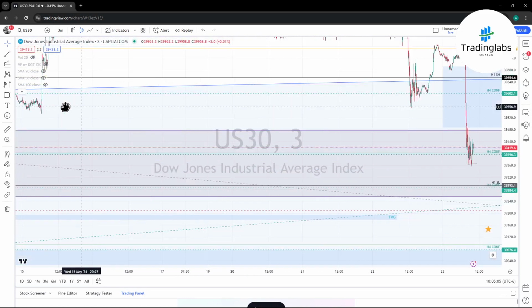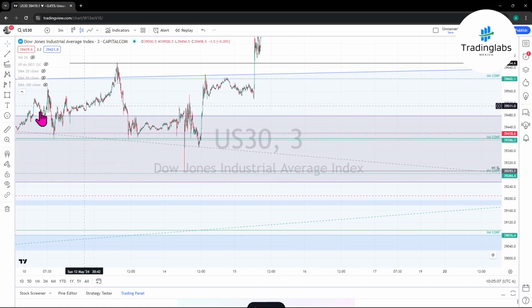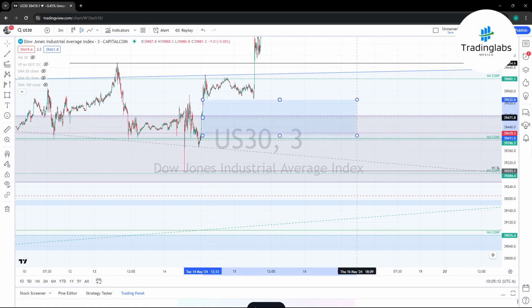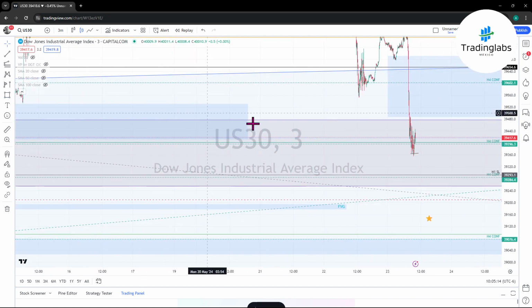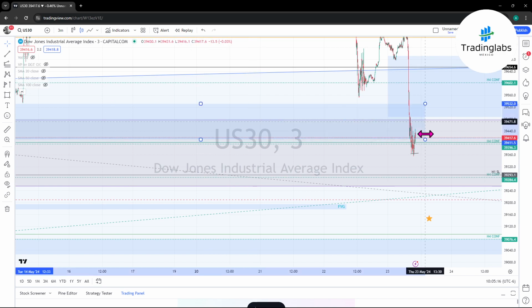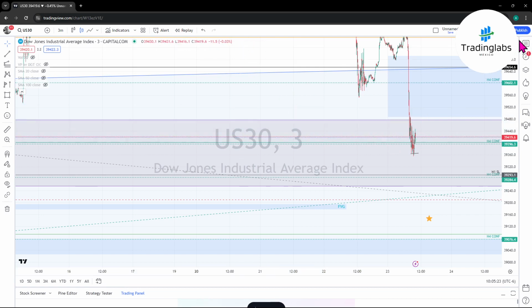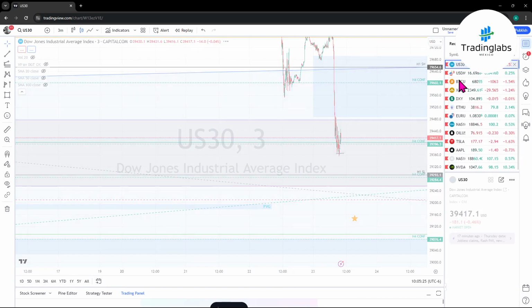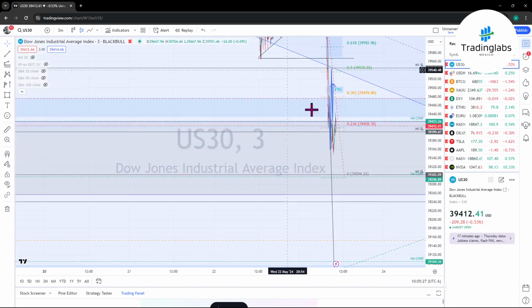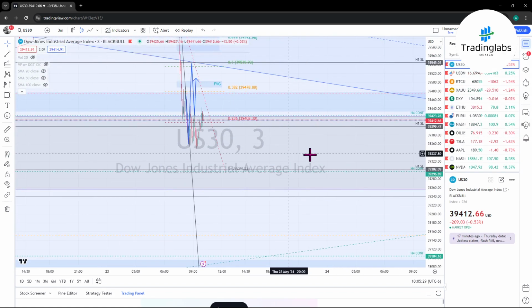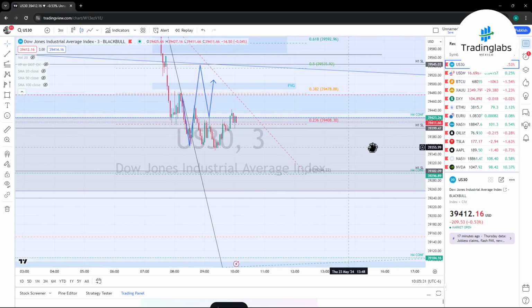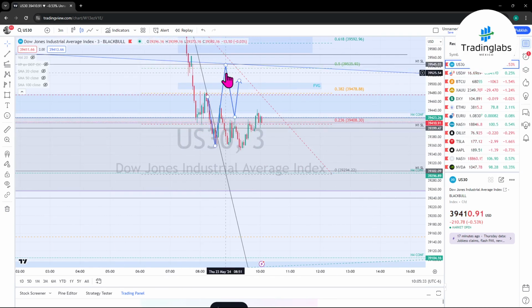Look at that. Also here it has a fair value gap from this move to this move that the market already filled. Already the market filled this gap. That's why I have marked it here in my chart. I already marked it there. This is my analysis.